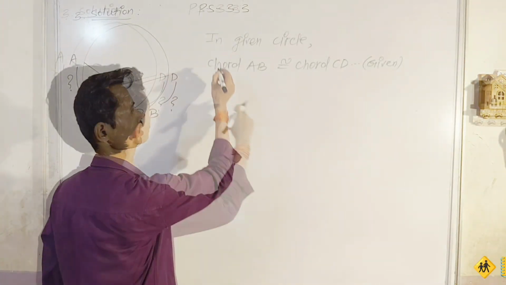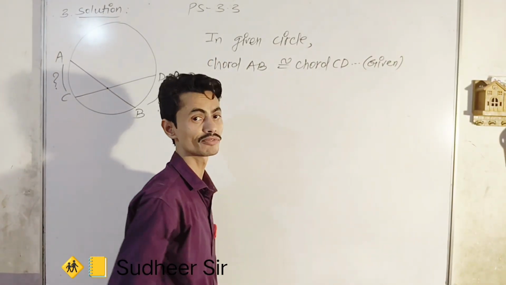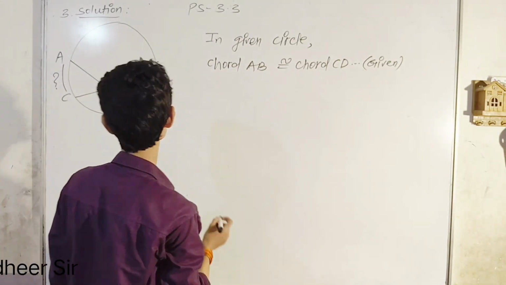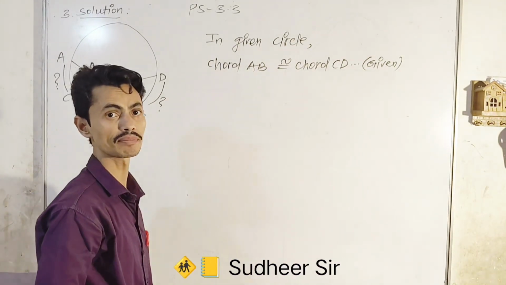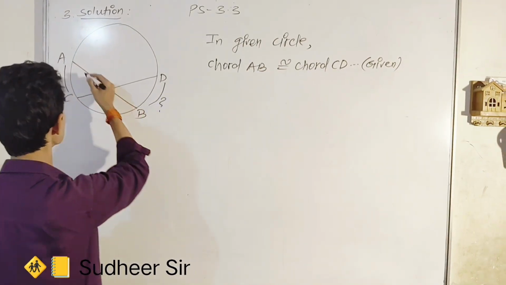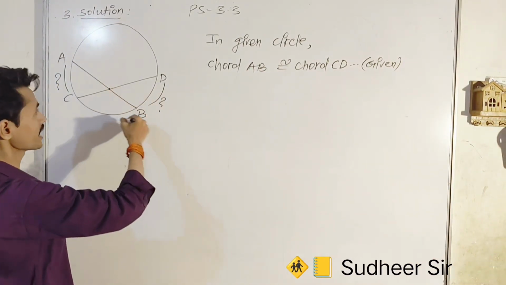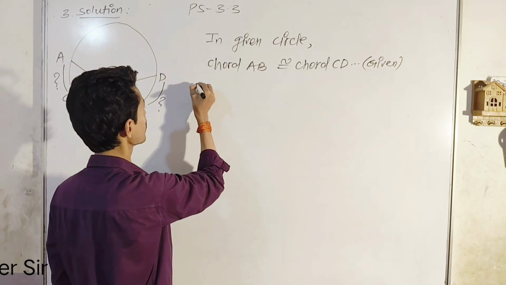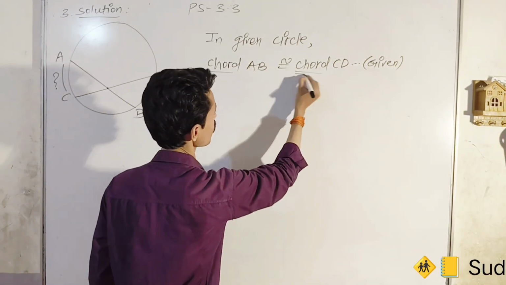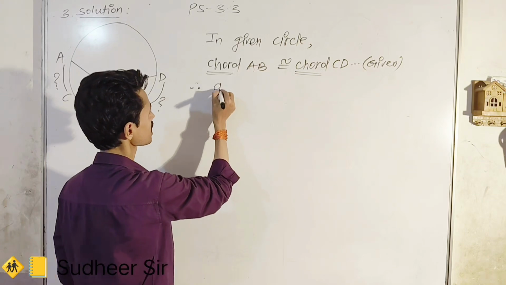So let's see how to prove. This much information is given in the textbook. Using this information we'll try to prove what we have to prove. If chords are congruent, the corresponding arcs also will be congruent. So therefore, in place of chord, we will write arc.